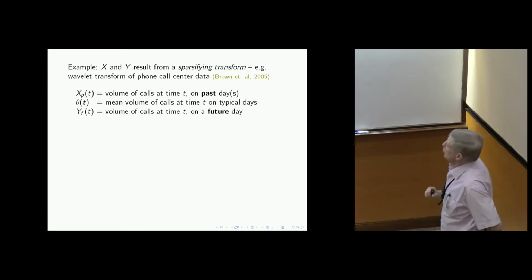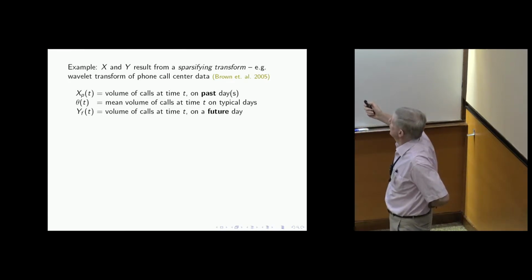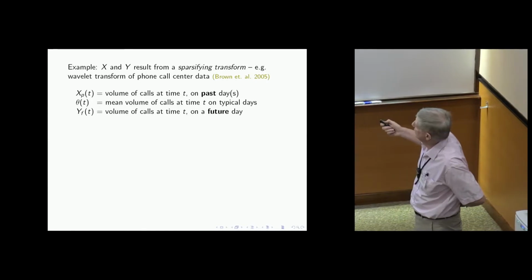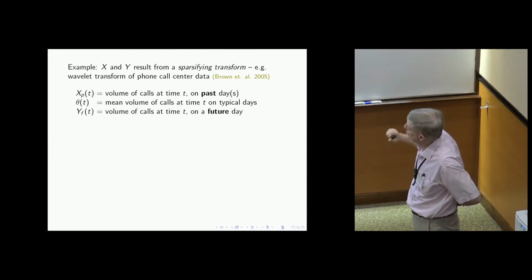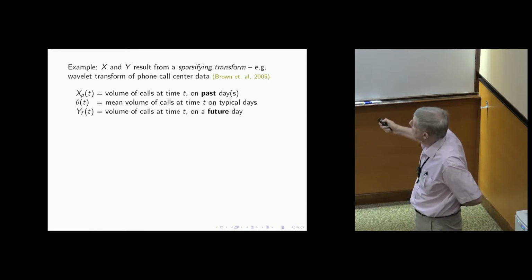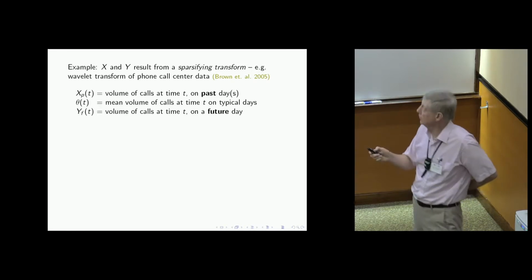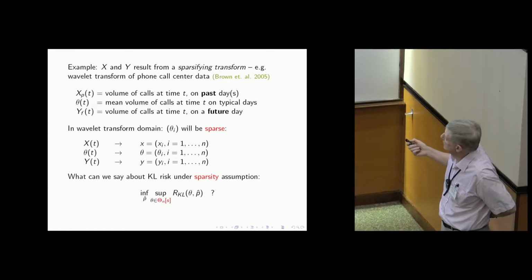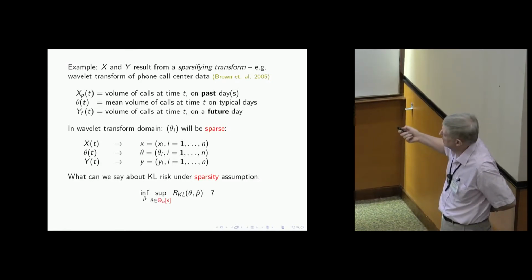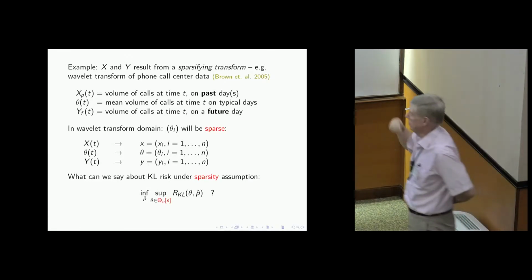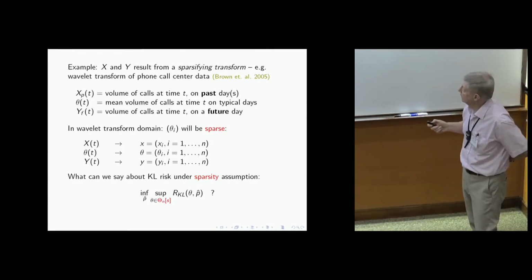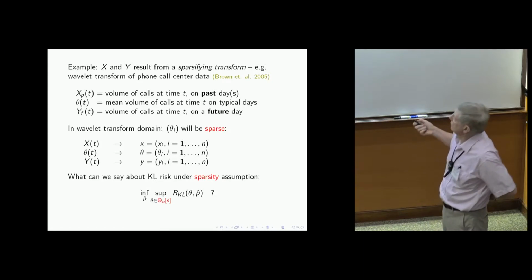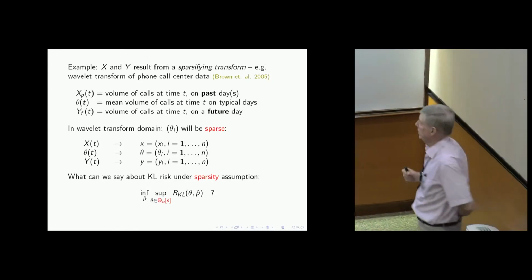And so, a motivational example actually taken from the paper on call center data of Larry and Avi Mandelbaum and others. So you might imagine that you have information over the course of a day of the volume of calls into a call center. That varies about some mean function for typical days, and you want to predict the volume of calls on a future day. And you might imagine that in some wavelet basis, theta might have a relatively sparse representation, and that these might be more or less independent. And so that brings us into the sparse product model that I mentioned. And so now the question that we ask is, what can be said about the KL risk of a predictive density estimate under these sparsity assumptions?